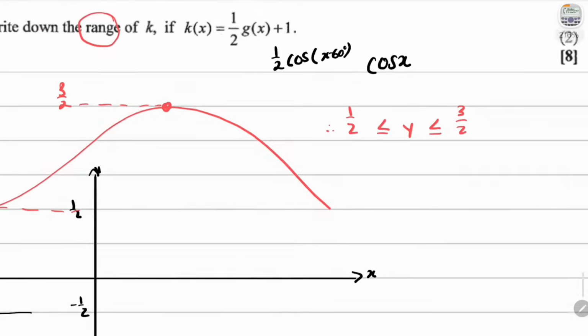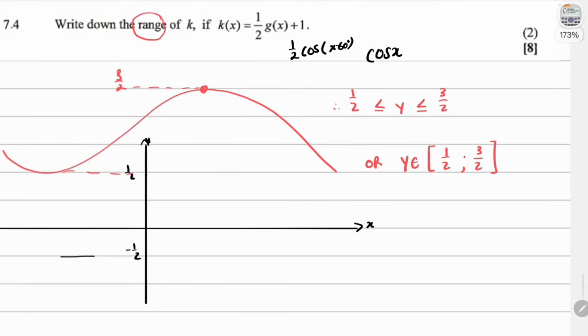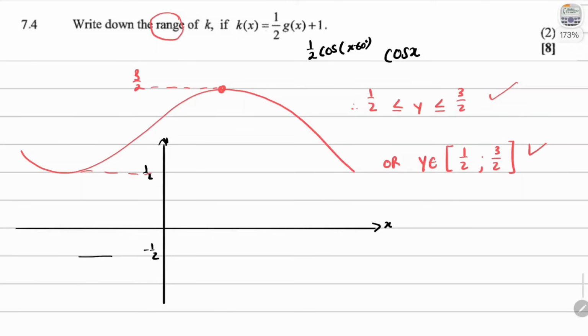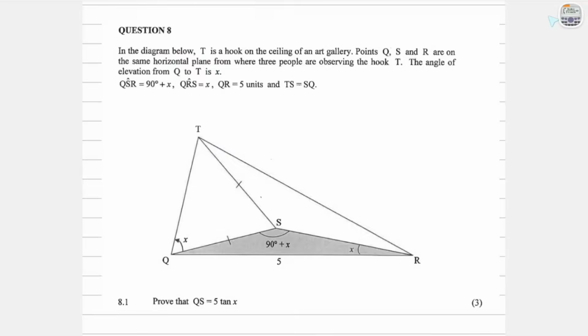So we can, of course, write this as a set. In set builder notation, which would be y is an element of, and we're going from 1 over 2 as an included y value all the way to 3 over 2 as an included y value, and that's why we're using square brackets. So you can write it like this or like that, and that'll be perfectly fine. Okay, so that is the answer. That will be the range of k. And that is it for question 7.